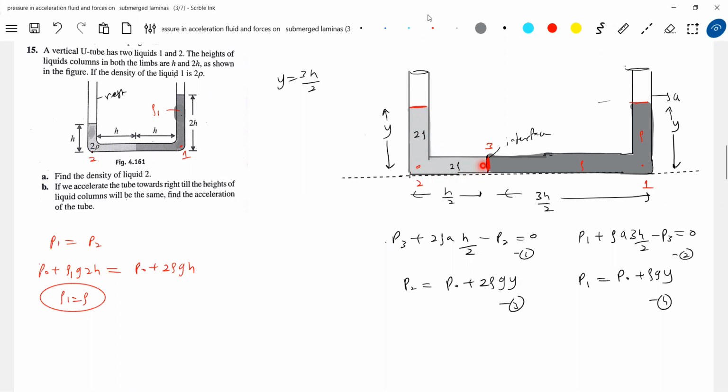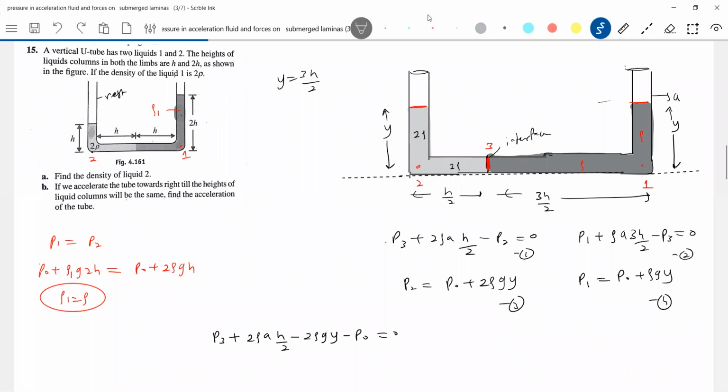So how is it possible? If you substitute the value of P0, substitute 3 in 1, what will you get? That equation. So let me show that by writing the manometric equation. Rather than like this, I want students to think here: P3 plus 2 rho A h by 2 minus 2 rho g y minus P naught equal to 0. So where is the P2? P2 is the intermediate point. If you add up 1 and 2, if you substitute 3 in 1, you'll get this equation only.